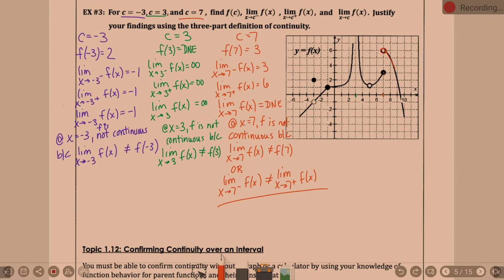And so, you must be able to confirm continuity without a graph or a calculator by using your knowledge of function behavior for parent functions and their transformations. So here they give us a kind of screwy graph, going all over the place. In this situation, they're going to give you a graph if they want to ask the questions.